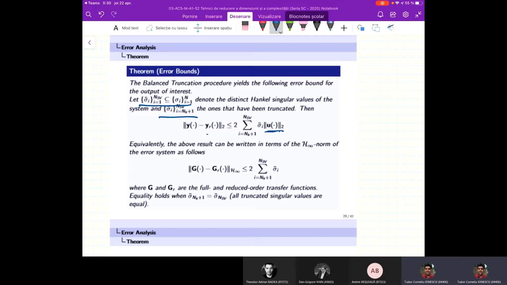But this cannot be used in this form. It's used in a different form. The above result can be written in terms of the H infinity norm of the error system as follows. This is equivalent to saying that the infinity norm of the error system is bounded by twice the sum of the truncated Hankel singular values. This is twice the sum of the truncated Hankel singular values. This is a great result. This is a wonderful result.